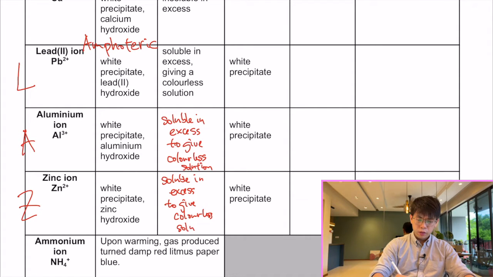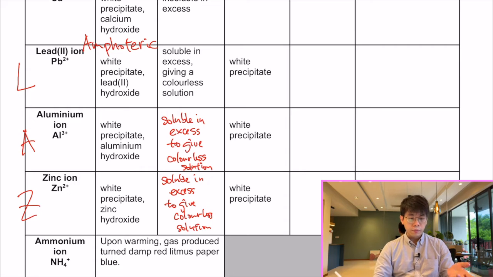So then you might be wondering, Mr. Benjamin, my lead ion, aluminium ion, zinc ion, I cannot use this method, they are all the same results, I can't tell which one it is. So that's why we have the aqueous ammonia. In the next video, we'll be learning more on how we use the aqueous ammonia to test further for these ions. See you there. Bye.